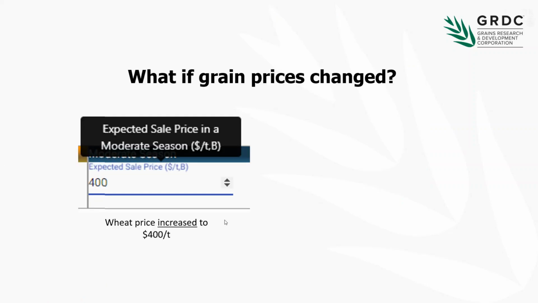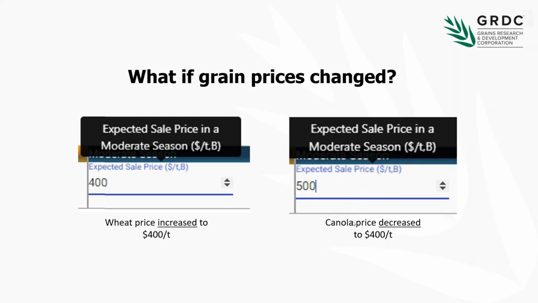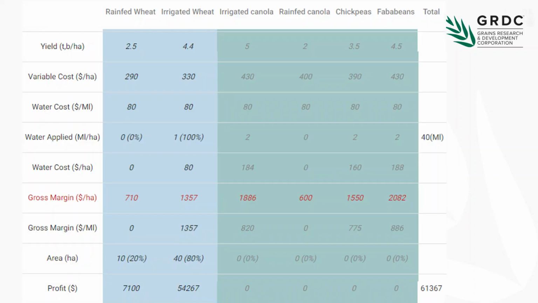So then we go back and we might say, well, what happens if grain prices change? So what happens instead if wheat prices was a bumper year? Wheat prices increased to $400, and your currency doesn't really matter. In this case, it's Australian dollars. And let's say that canola price decreased to $500. That's actually wrong. That should be 500. What happens if they decrease? So we go back, we rerun the Optimiser, and we can see that the results do change.